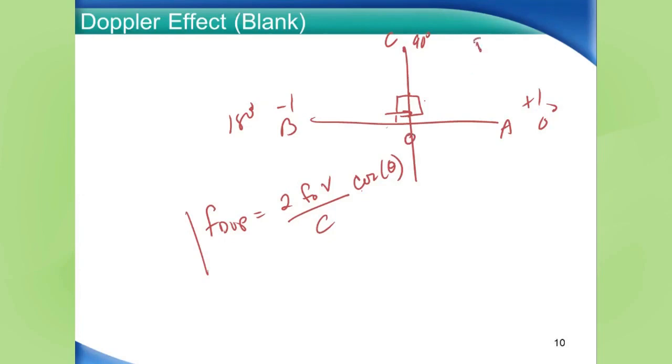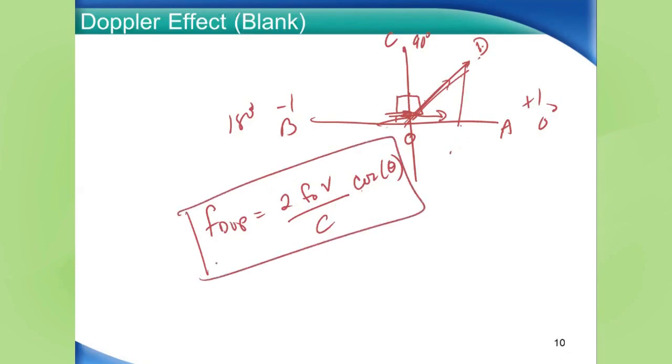What if I put another observer here, D, at say 60 degrees? Is the train getting closer to D? Yes. But is it getting closer to D at the same rate as it is to A? No. Because it's moving in this direction, which is closer to D, but not straight at D. Cosine 60 is 0.5 or 50%. So now this equation hopefully makes sense to you.